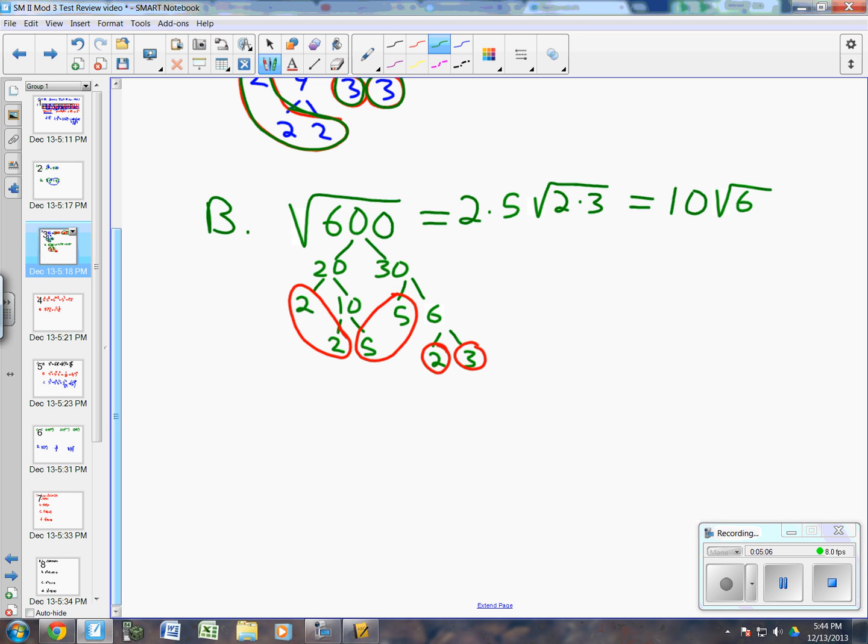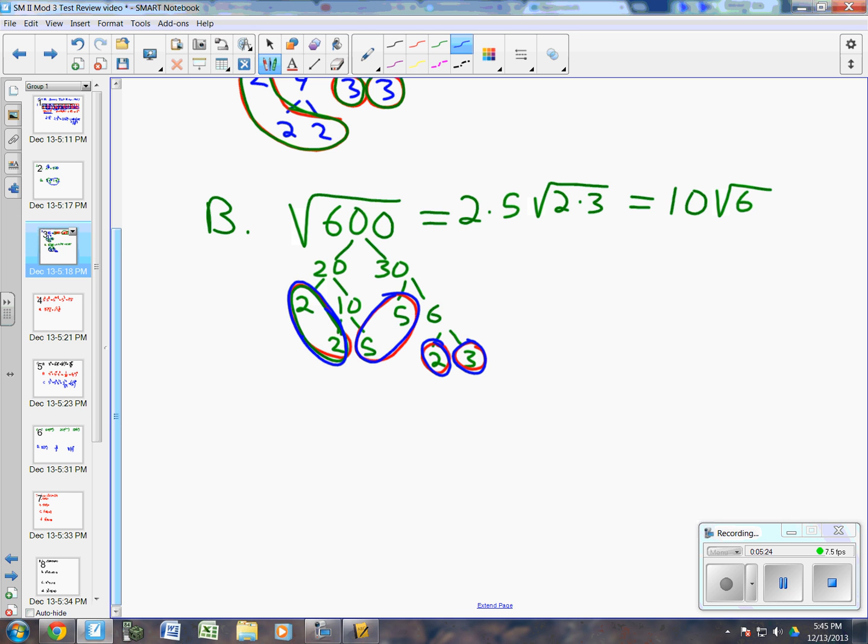We were given that we were doing the square root of 600. So since it's a square root, we're looking for pairs. When we broke it down as prime factors, we had a pair of 2s. I'm going to use a different color here. We had a pair of 2s. We had a pair of 5s. And we had a loner 2 and a loner 3.